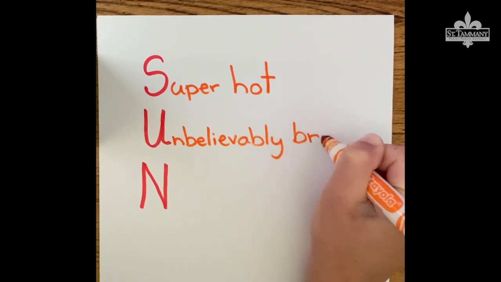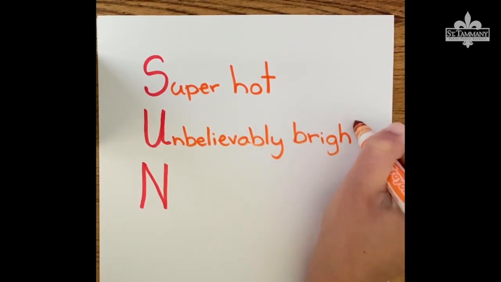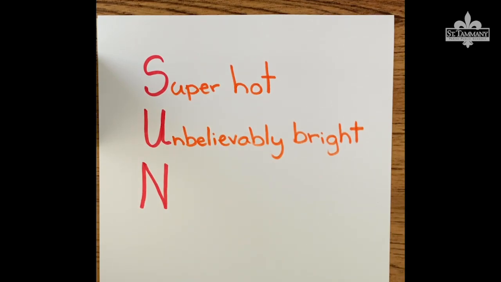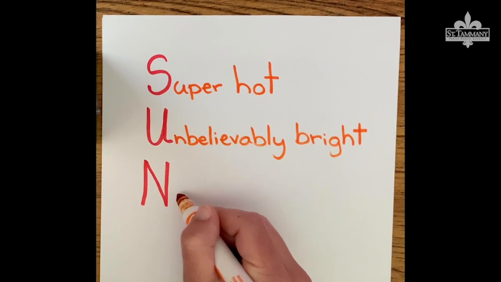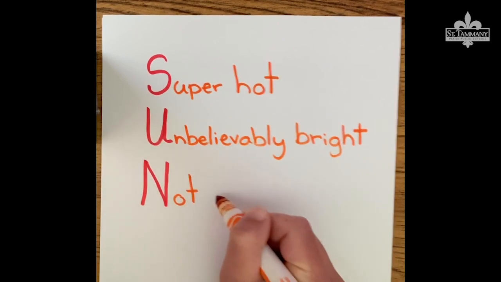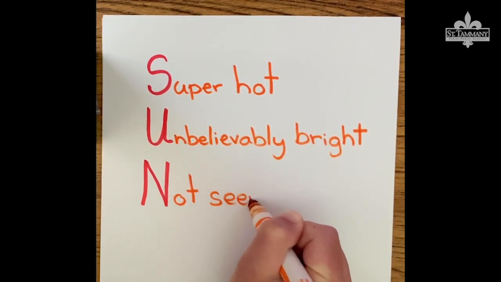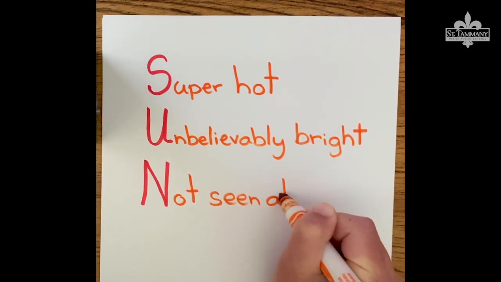Bright. You saw me. I had to put on the sunglasses the other day when we went outside. The last letter I need to use is N. So I need to again think of something that describes the sun using the letter N. Oh yeah, it's not seen at night.